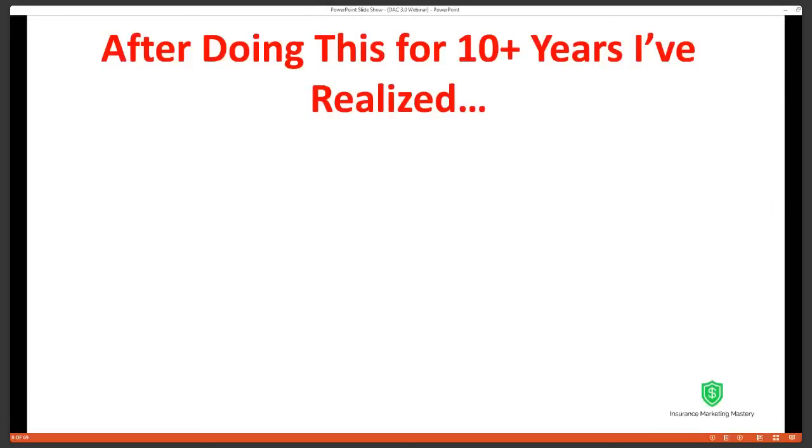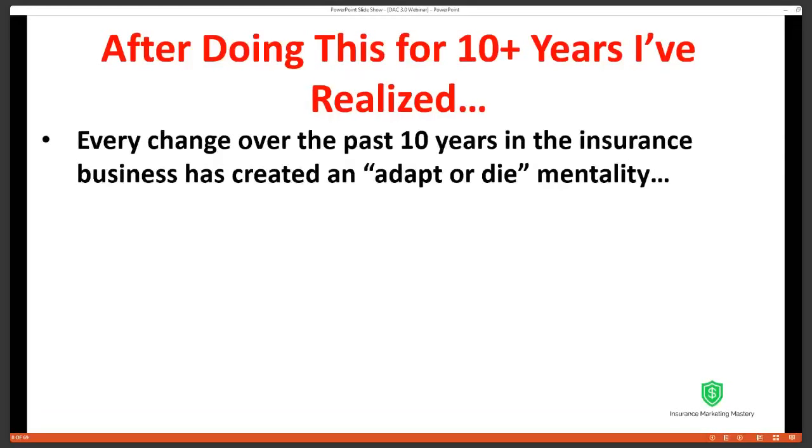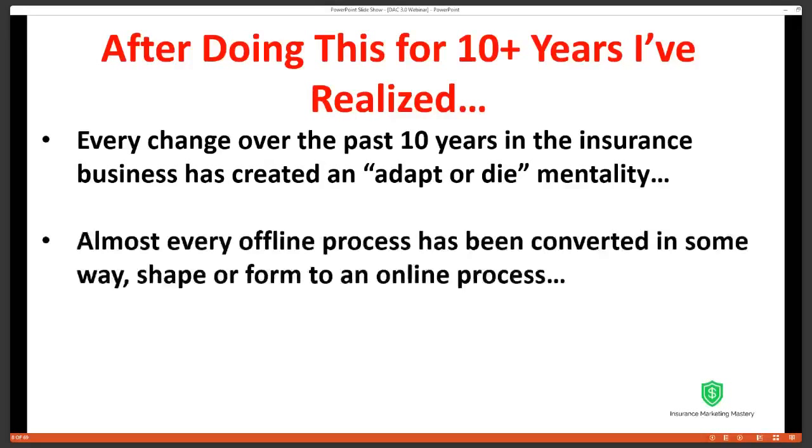But after doing this, I need to update this slide, obviously. It's been over 12 years, going on 13 now. But I've realized a few things. Every change I've seen over the past 10 years in the insurance business, technology has created an adapt or die mentality. Does that make sense? If you're not willing to change, you might as well not be in business. And I also realized almost every offline process that's been successful in our business the past 25, 30 years can be converted into an online process in some way, shape, or form. Does that make sense? You can convert almost any process into an online form.